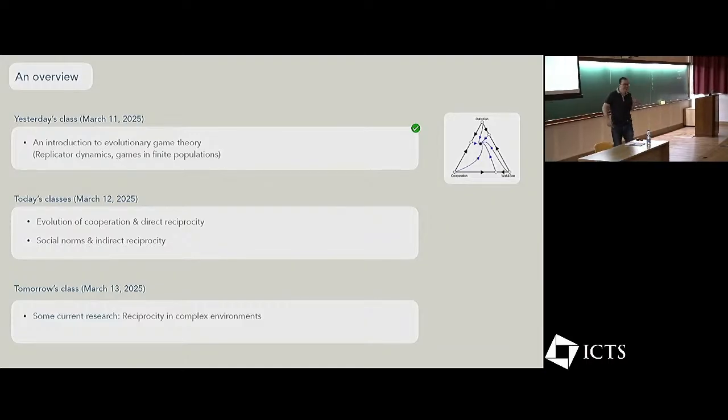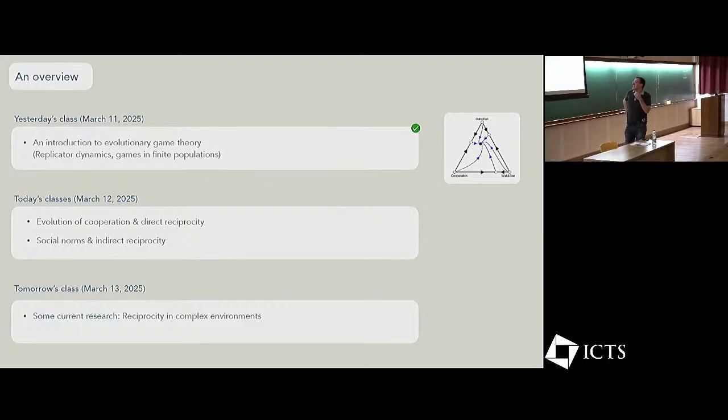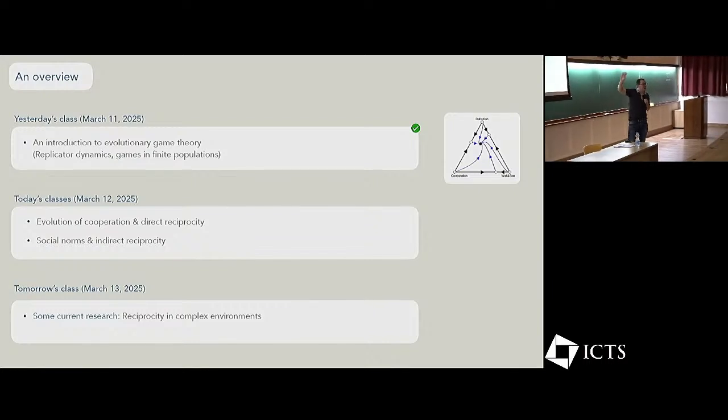All right, thanks. So just to remind you, yesterday I told you a little bit about replicator dynamics and about games in finite populations. So today we apply what we know now to two different kinds of mechanisms for cooperation. One mechanism is direct reciprocity, the other one is indirect reciprocity.